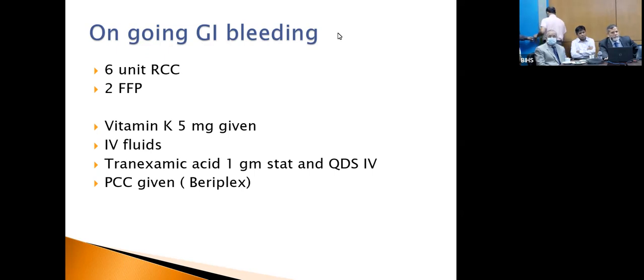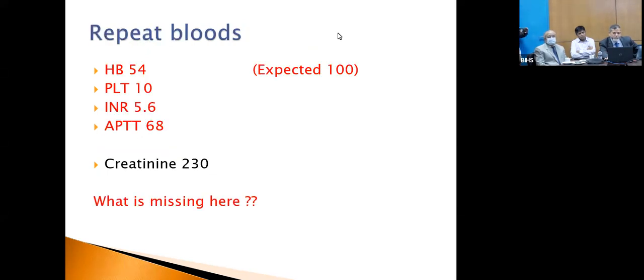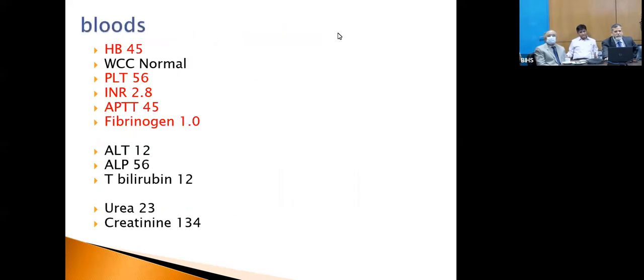And this patient was receiving Veriplex, which is prothrombin complex concentrate, because andexanet alpha was not available. So the repeat blood is a bit improving, hemoglobin 54, platelet count is 10, INR 5.6, APTT is 68. What do you think is missing here again from the previous case? We've given lots of blood, we have given everything. Fibrinogen was 1. You saw it before.